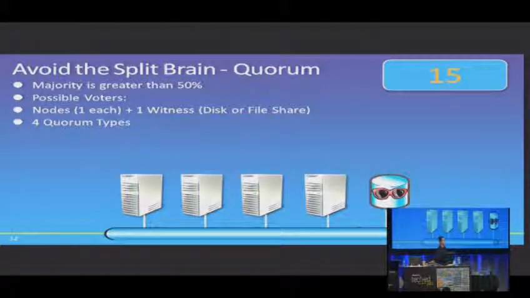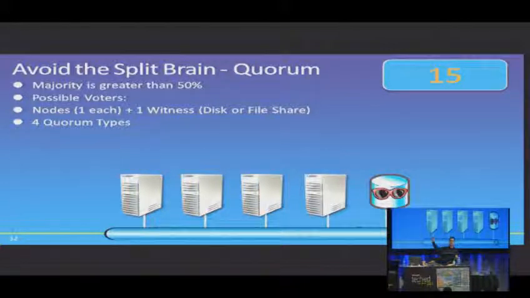And quorums basically decide that whichever of these sets of hosts has more than 50%, they're the ones that are going to own the quorum, and they're going to stay up. And to do that, you have different types of quorums that you can set up. You have nodes, and each node gets one vote. Then you also have a witness, and that witness could either be a disk or a file share. And when we talk about it, we'll tell you which ones that we recommend. But for Hyper-V environments, you can look at them.